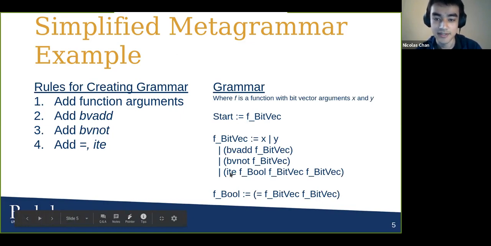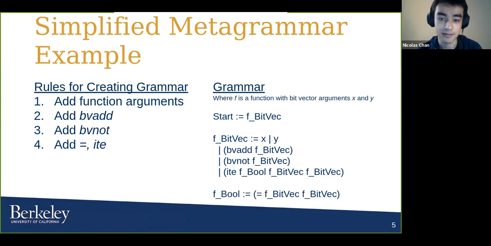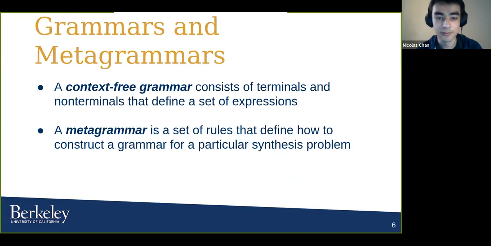So this is a simple example for how we can take some rules and turn these into a grammar for a particular synthesis problem. The important thing to note here is, depending on your synthesis problem, you're going to get a different grammar. So if my function f had function arguments x, y, and z, then we would also have z in this grammar, so it would be different. But the rules that we follow would have been the same. So a context-free grammar consists of the terminals and non-terminals that define a set of expressions. And this is what you search through for a particular synthesis problem. This is what was on the right side of the last slide.